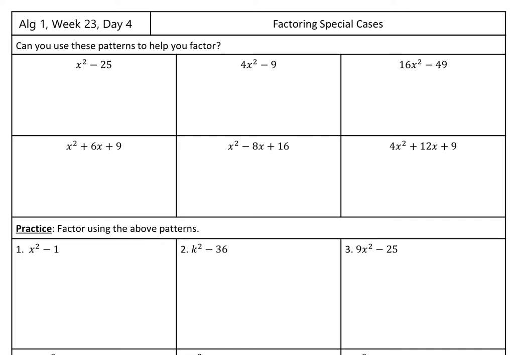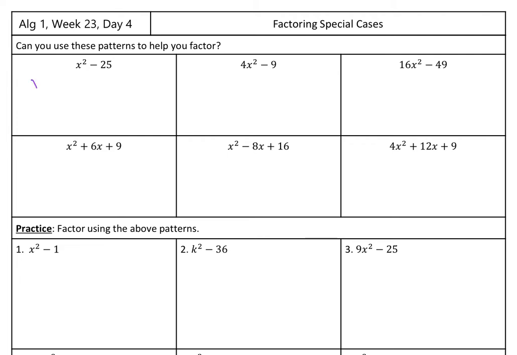Now we're going to look at a couple of special cases or patterns that happen when we factor that will make it easier to do these, and especially they come up other places in math that if you realize what's happening, you can do it faster, and that's great. So the first one that we're going to look at is x squared minus 25.